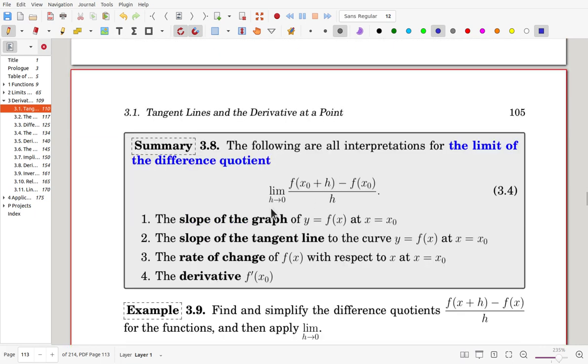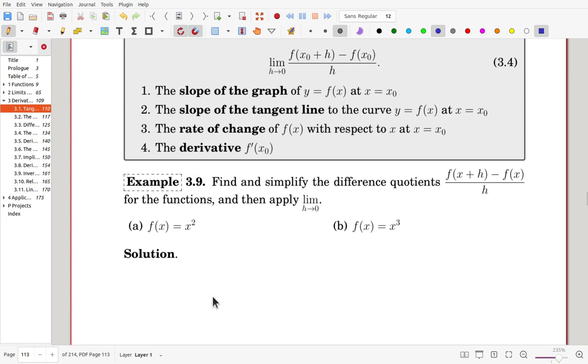Okay, here we have a summary. This limit, this number, can be interpreted as the slope of the graph, or the slope of the tangent line, or the rate of change, or the derivative. Either way, you can represent that quantity. So the average slope, the difference quotient, and the limit can represent each of these things. Okay.